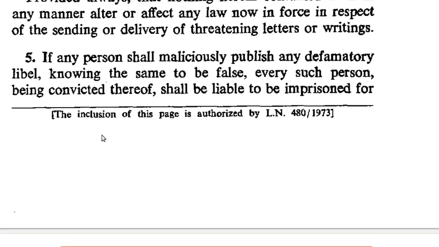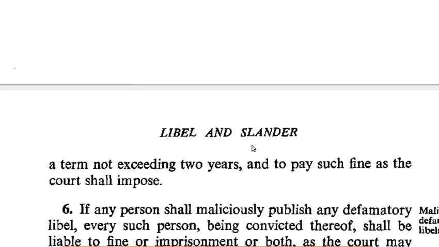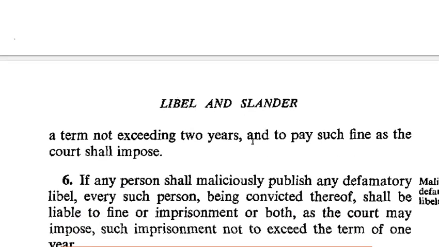Section 5. If any person shall maliciously publish any defamatory libel, knowing the same to be false, every such person being convicted thereof shall be liable to be imprisoned for a term not exceeding 2 years, and pay such fine as the court may impose. So they know that the information is false, but they still publish it.